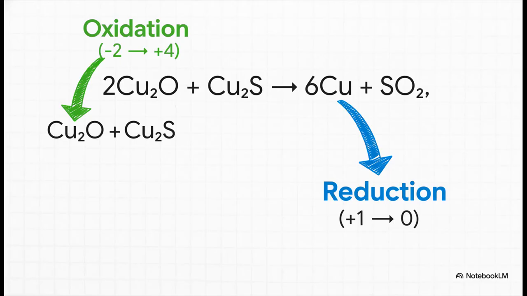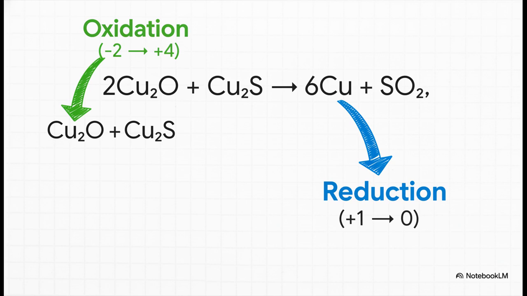Okay, let's see these rules in action. Look at this reaction. On the left side, before the reaction, we can figure out that copper is in a +1 state and sulfur is -2. Now let's look at the after picture, on the right. The copper is now all by itself, so its oxidation number is 0. And the sulfur has skyrocketed up to +4. So what's the story here? Well, copper's number went down from +1 to 0.